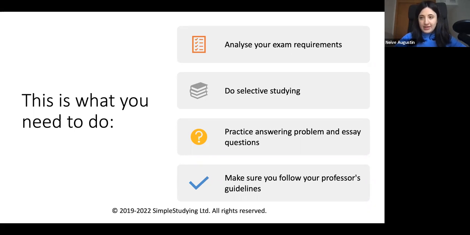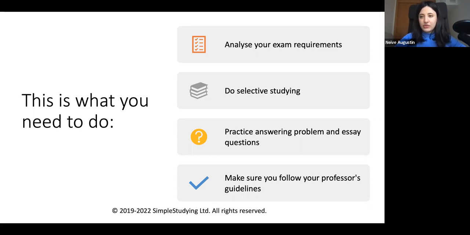Make sure you practice. For example, if you're in criminal law and you revise property offenses, you need to first read the materials and then practice answering problem and essay questions on this topic. Usually property offenses come as a problem question, but have a look at your past exam papers to see if it has ever come as an essay question. If it has, make sure that you practice answering it.